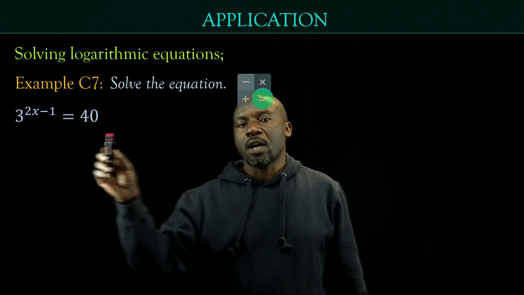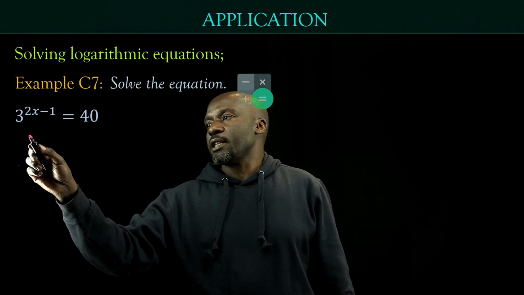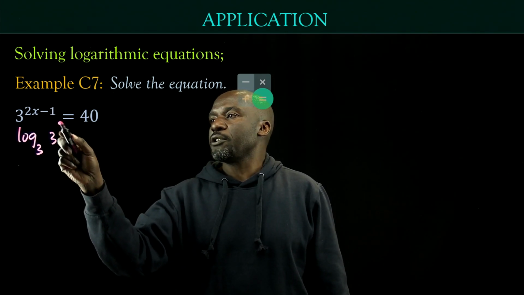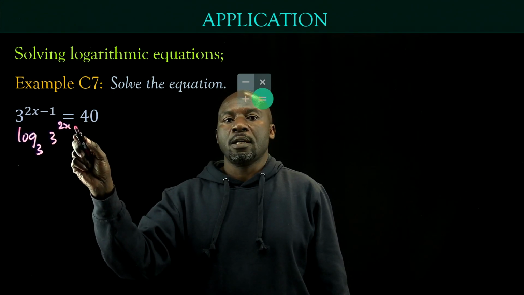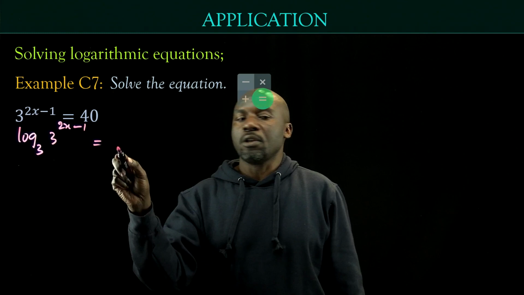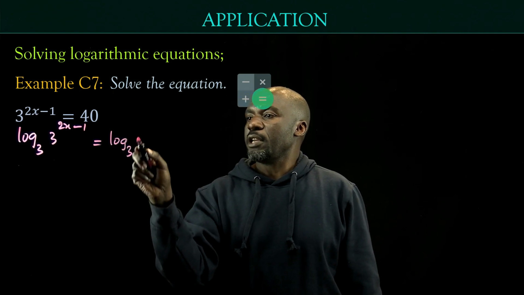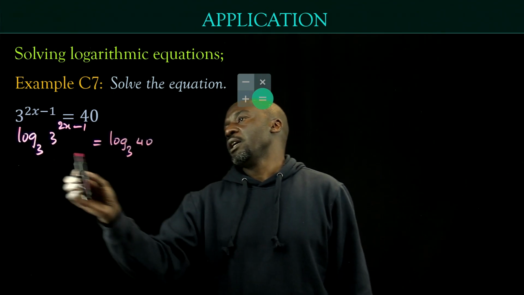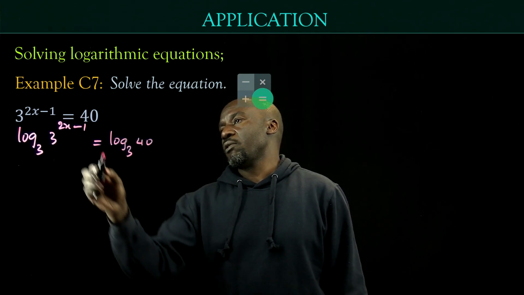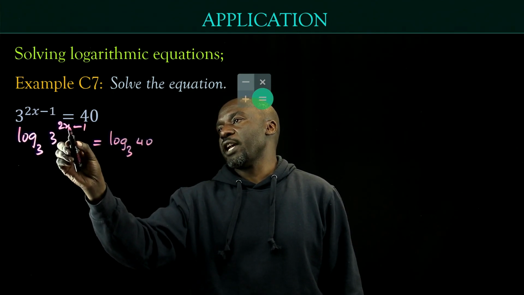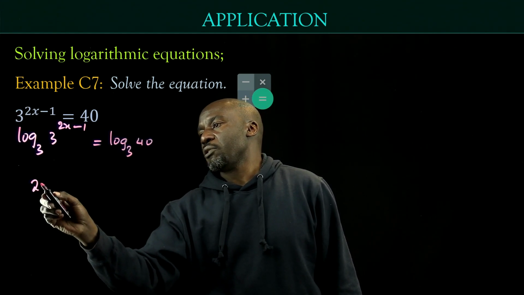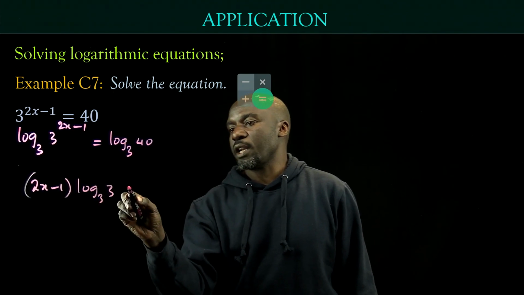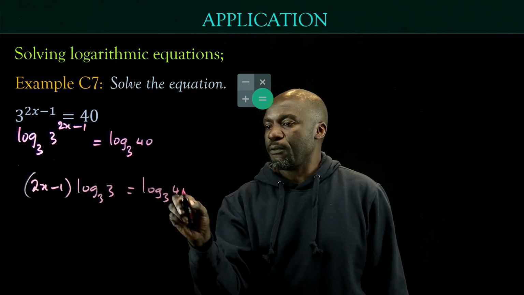So I'm going to write the left-hand side as log base 3 of 3 to the power of 2x minus 1, which must be equal to log base 3 of 40, which I can get easily on my calculator. So this requires the use of a calculator. Using our third law, the power law, I can move this exponent to the side, and now I have (2x minus 1) log base 3 of 3, which I know is 1, equals log base 3 of 40.